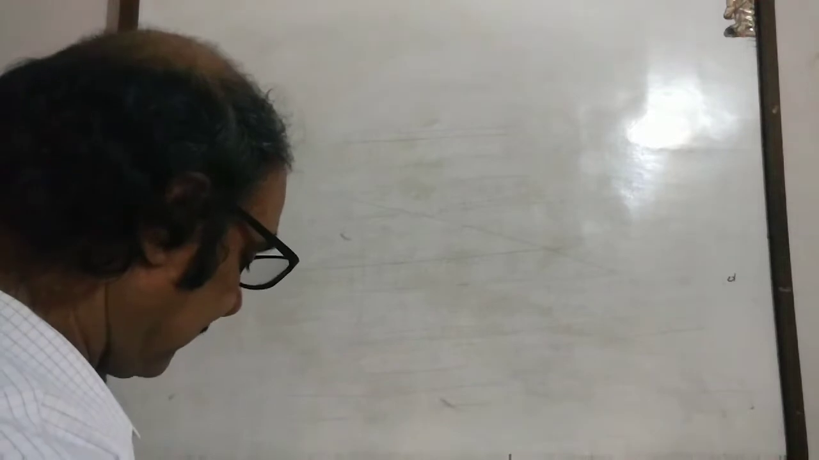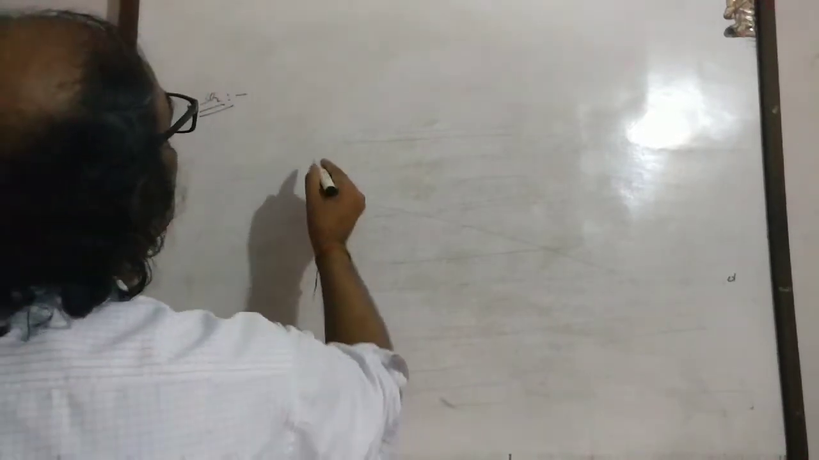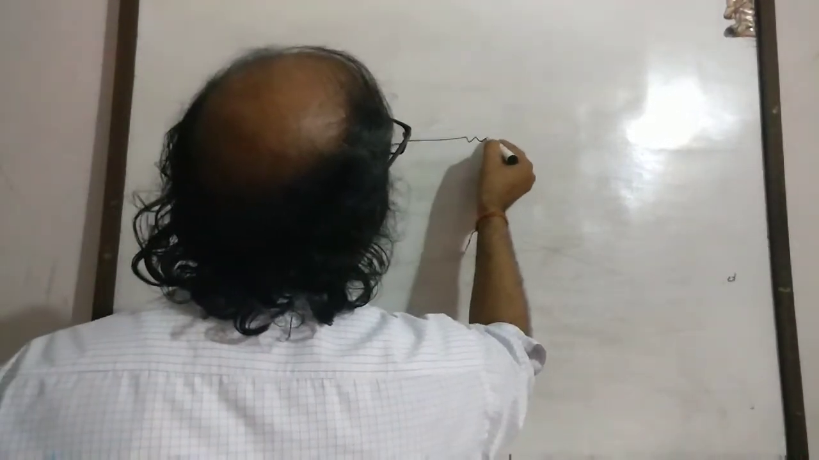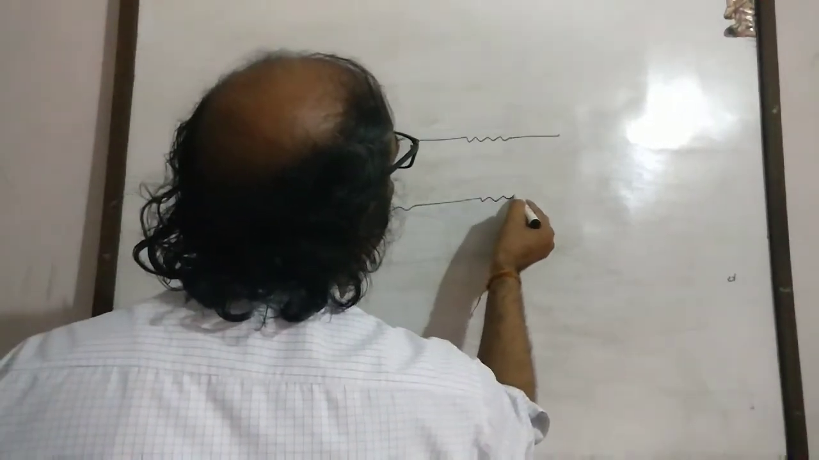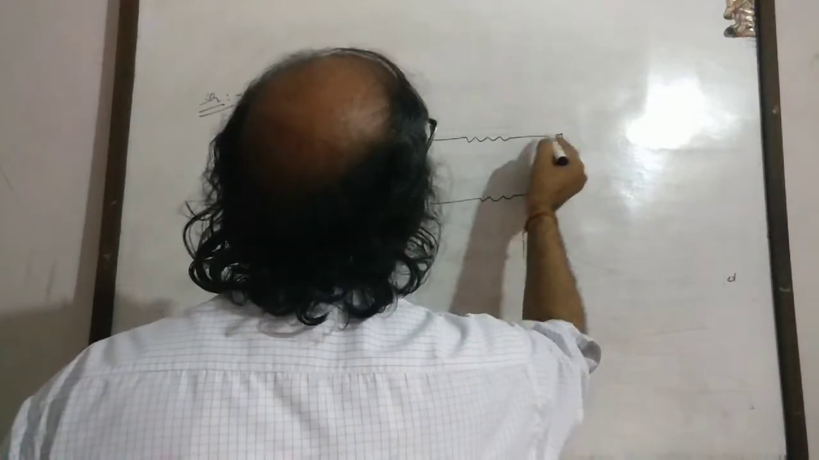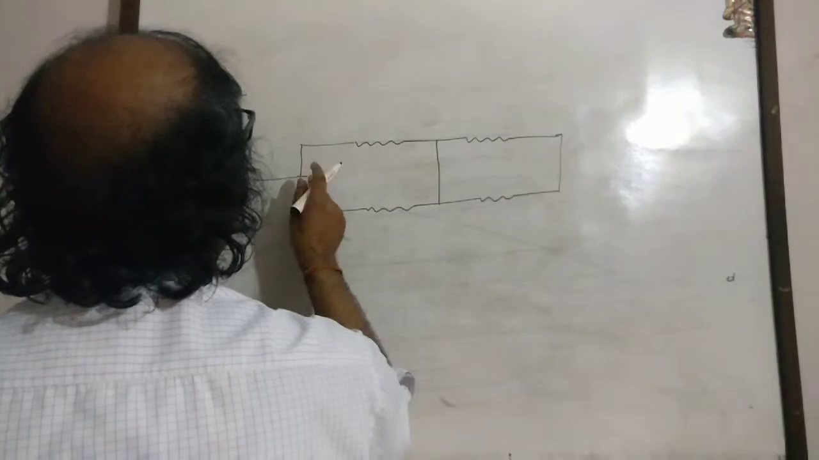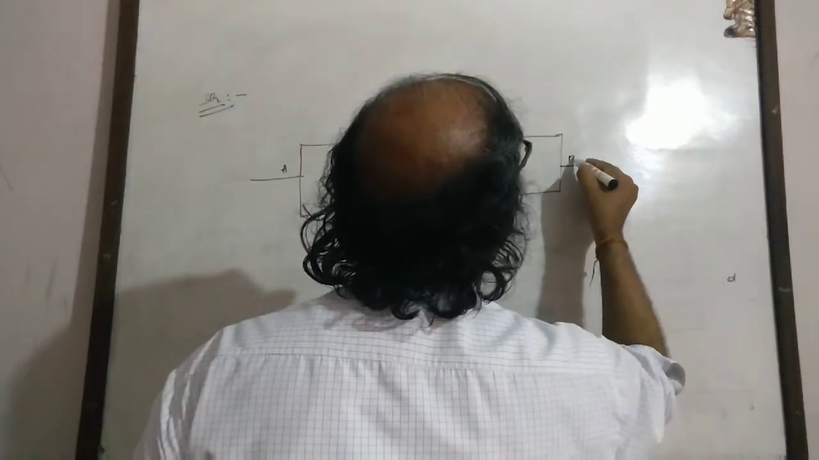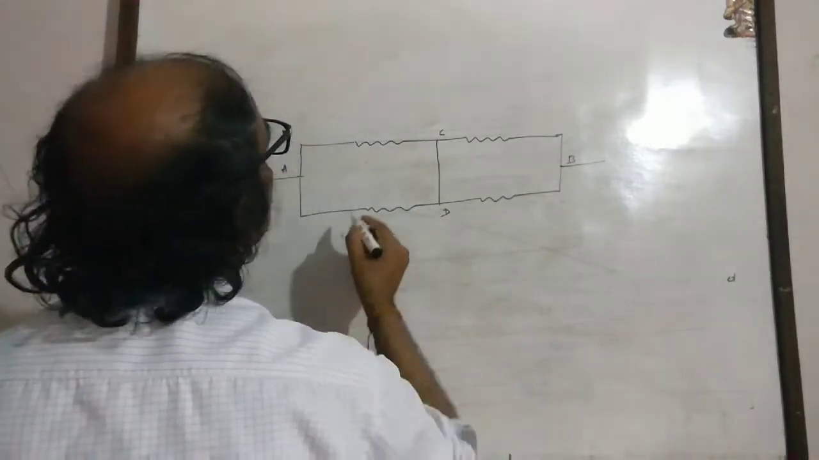Question number 3. To find out, first draw the structure like that. This one is the point A. This one is the point B. This one is point C. This one is D.